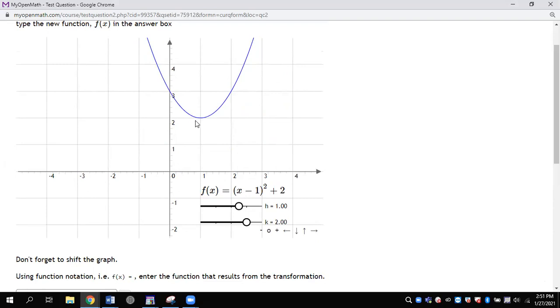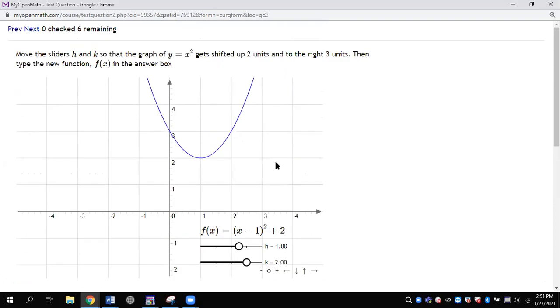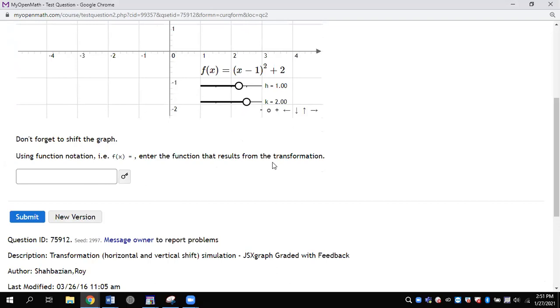It's up 2, right 1. And see the equation? Right 1, up 2. So you can play around with those sliders. It's really nice. It shows how the graph moves around. And then you just type the answer in.